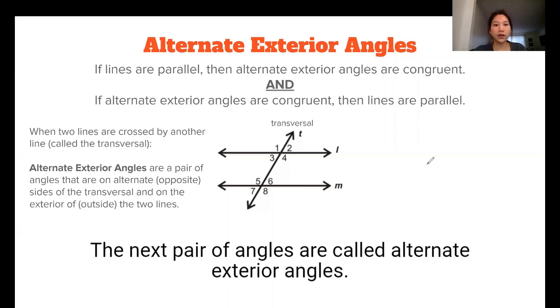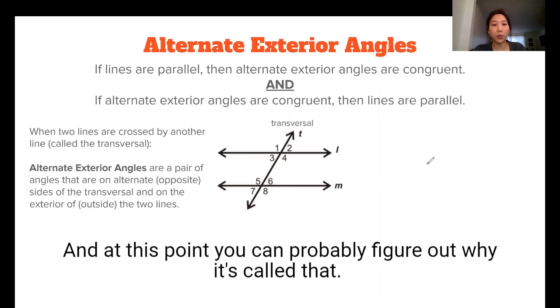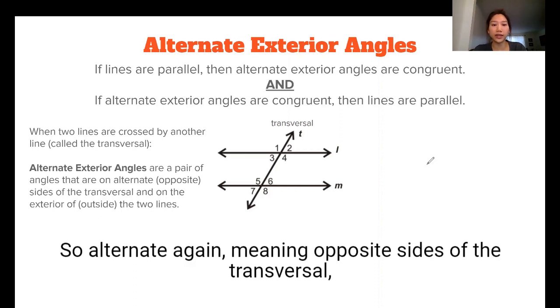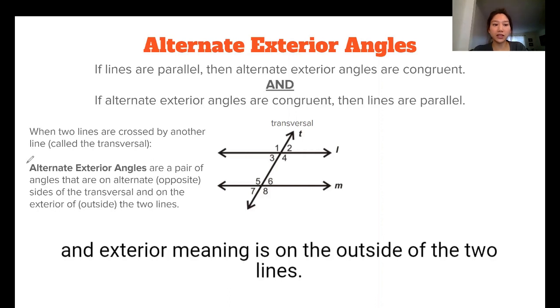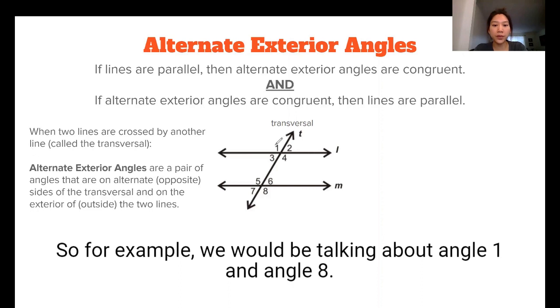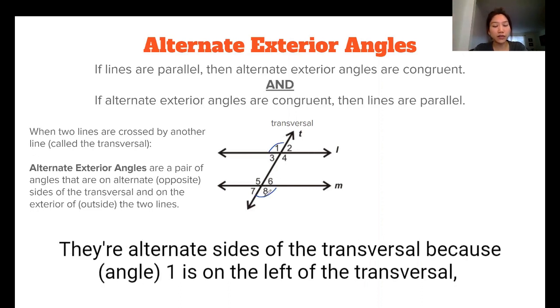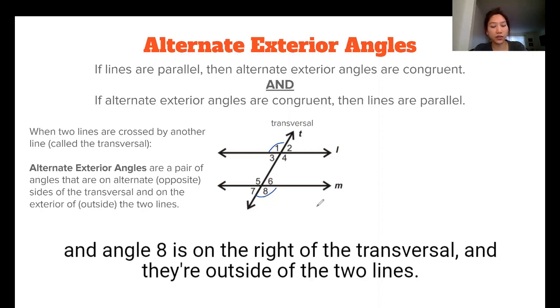The next pair of angles are called alternate exterior angles, and at this point you can probably figure out why it's called that. Okay, so alternate again, meaning opposite sides of the transversal, and exterior meaning it's on the outside of the two lines. For example, we would be talking about angle 1 and angle 8. They're alternate sides of the transversal because one is on the left of the transversal and angle 8 is on the right of the transversal, and they're outside of the two lines.